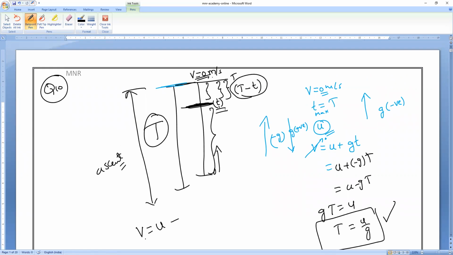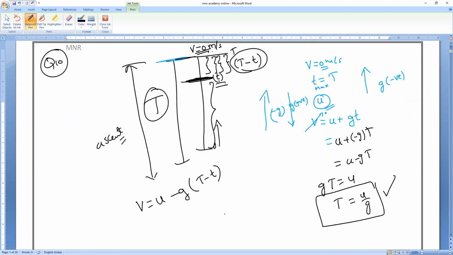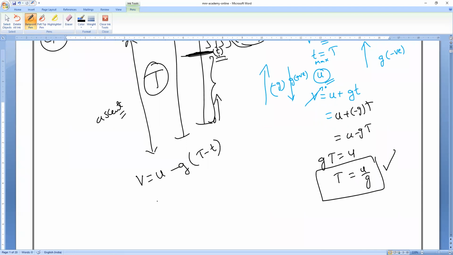So velocity is equal to initial velocity minus capital G, I will assume. And what is the time period? This distance, T minus small t. Is it okay, everybody? Yes, sir. So v equals u minus g into (T minus small t). So this is what we get.